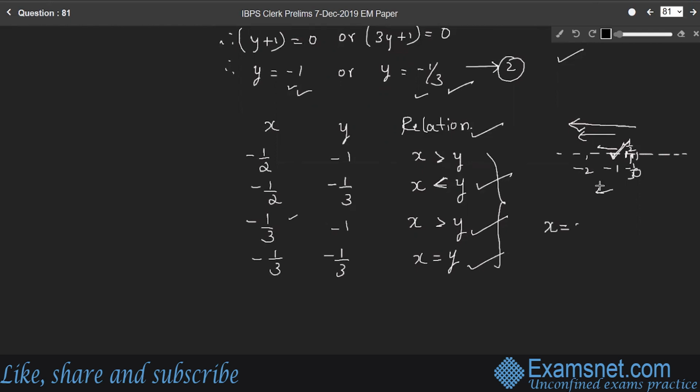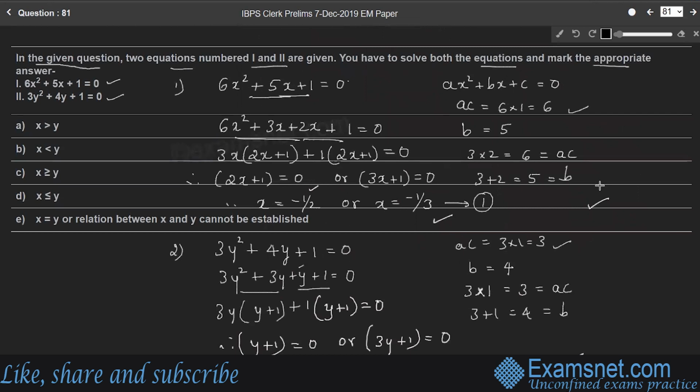Whether x is equal to y or the relation cannot be established here. Look at the options. So x is equal to y or the relation between x and y cannot be established. Right? Hence option E is the right answer.